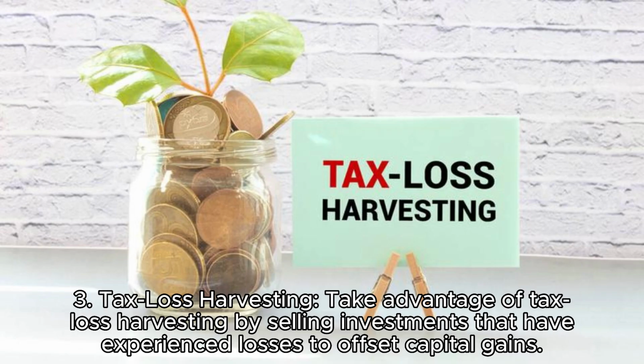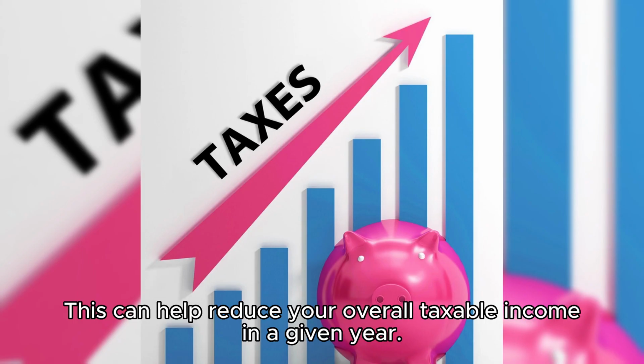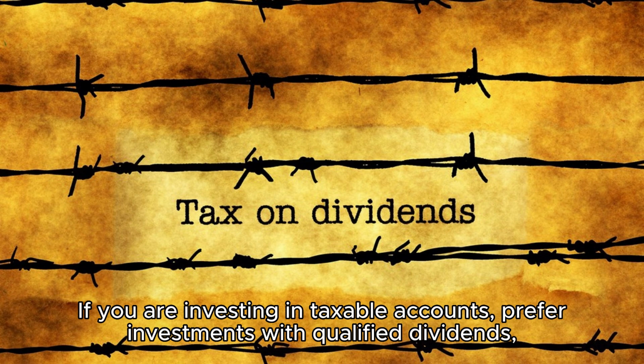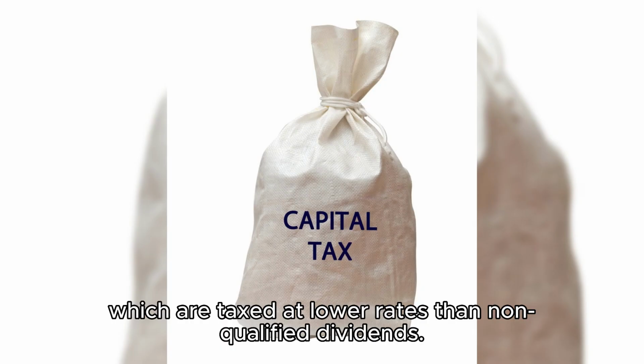3. Tax loss harvesting. Take advantage of tax loss harvesting by selling investments that have experienced losses to offset capital gains. This can help reduce your overall taxable income in a given year. 4. Dividend considerations. Be mindful of the tax impact of dividends. If you are investing in taxable accounts, prefer investments with qualified dividends, which are taxed at lower rates than non-qualified dividends.